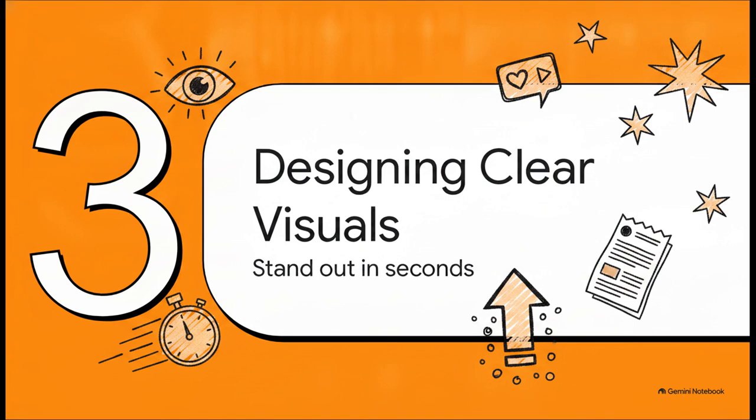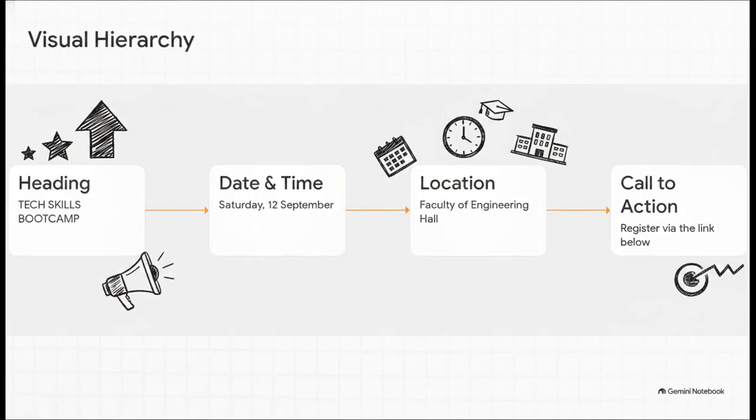You need to stand out in seconds. Because when people see a flyer or a post, they make snap judgments. They are deciding in literal seconds if you're worth their time. The absolute secret to surviving those split-second decisions is a little thing called visual hierarchy. That's really just deciding what your viewer needs to notice first, second, and third.